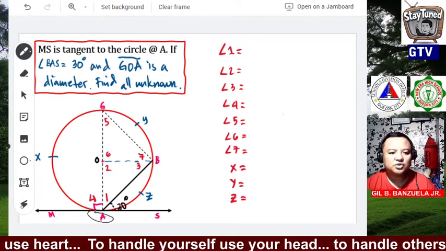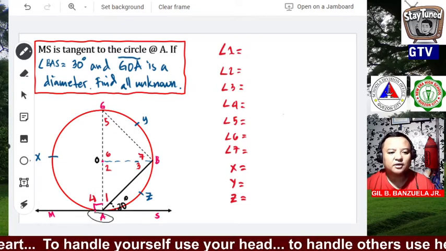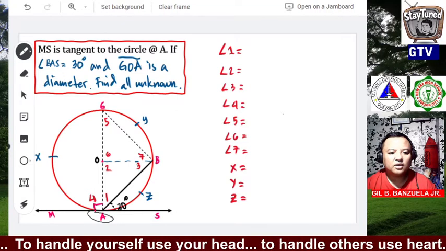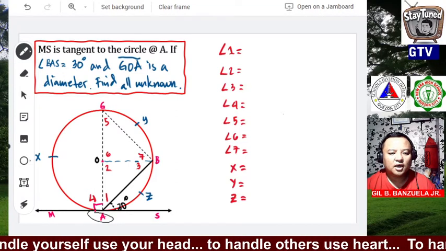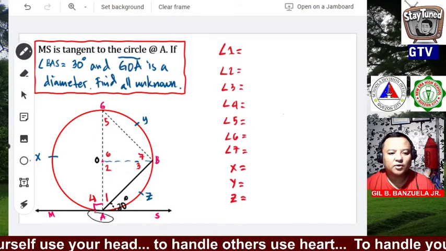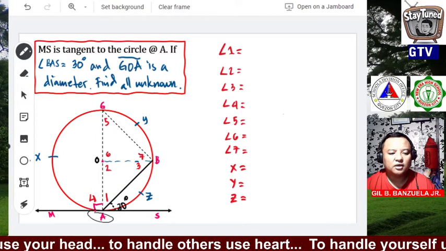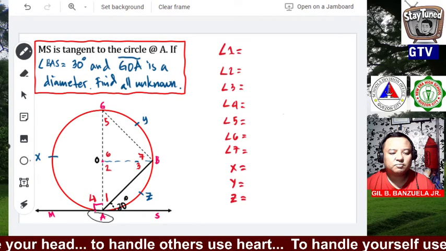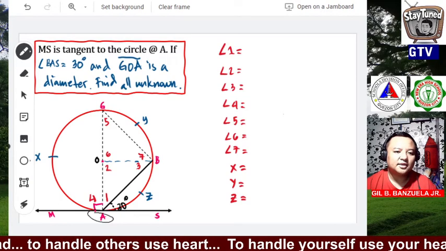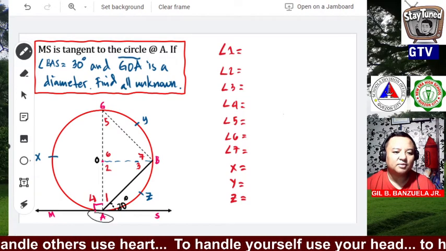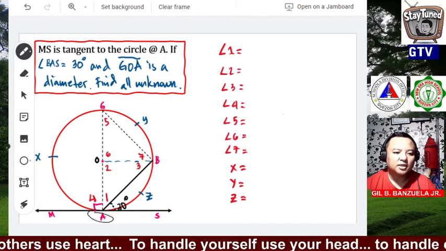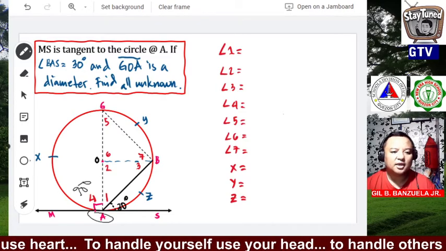Diba? Since yung GOA is diameter, so therefore, itong angle 4, tsaka itong angle 1 at itong angle formed by a tangent and a chord is equal to 180 degrees. Kasi nga, magiging perpendicular ito, di ba? So, perpendicular. So, automatic, angle 4, alam na agad natin na 90 degrees.